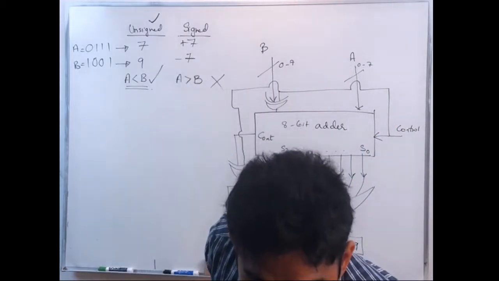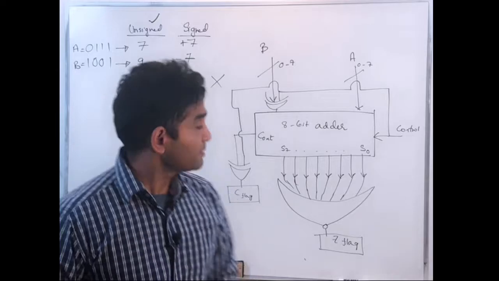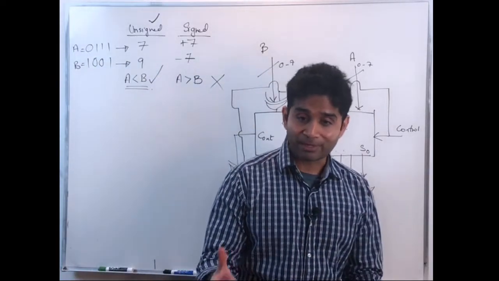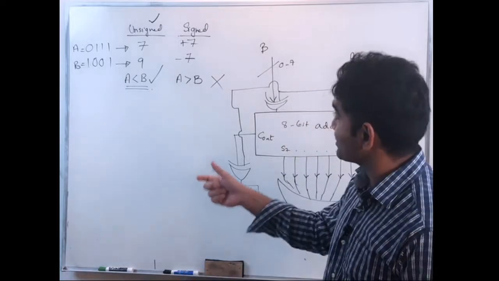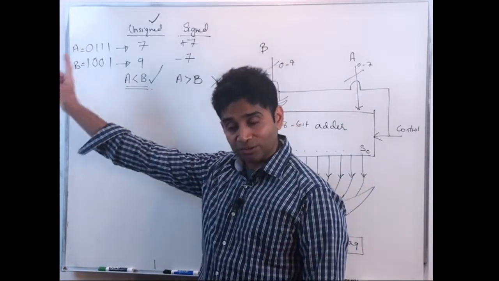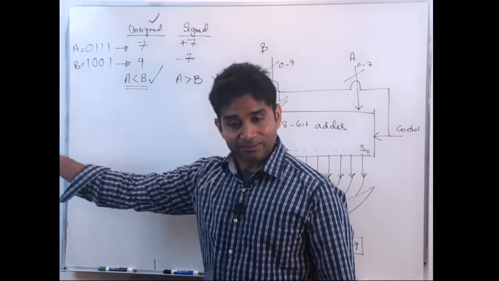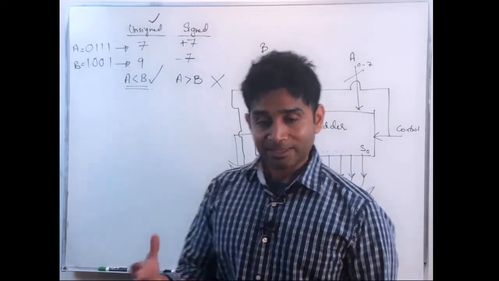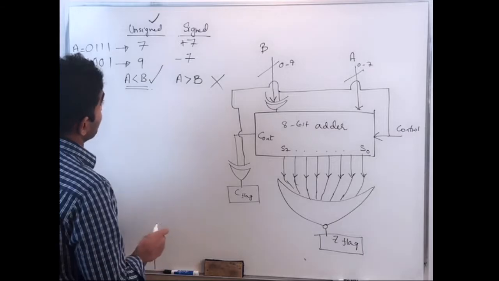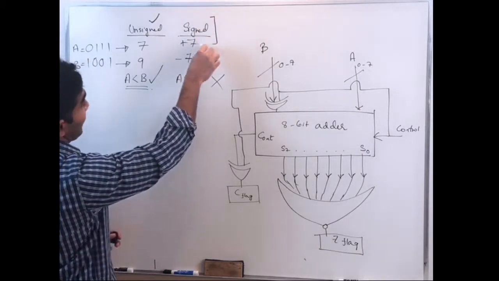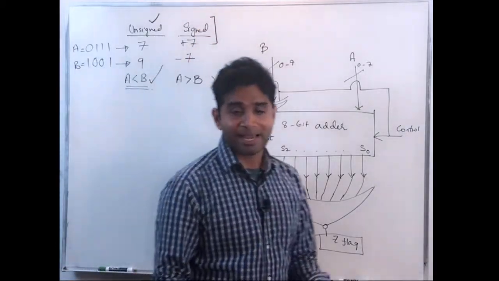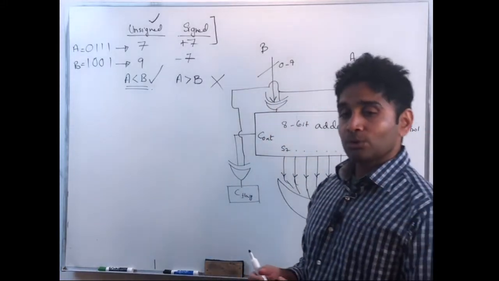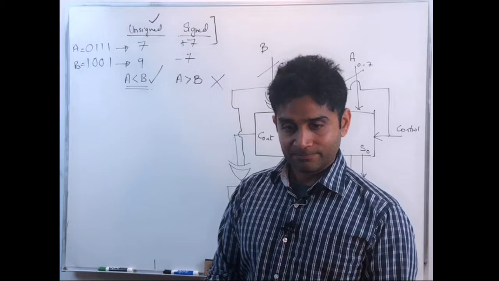So when I'm working with signed numbers, as the name suggests, I'm looking at the sign. My numbers are signed, which means there is a positive or a negative sign associated with them. How do I test for sign? Now that I'm working with signed numbers, my answer can be signed as well. So how do I know if my answer is positive or negative?